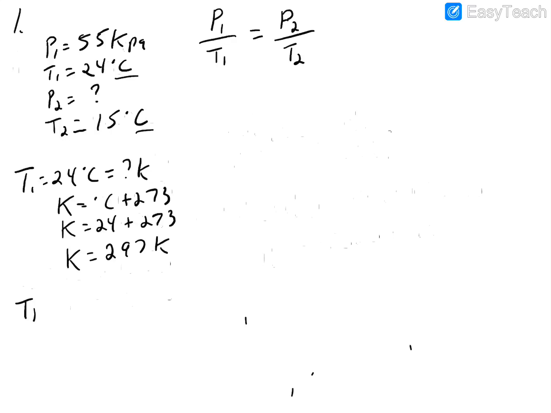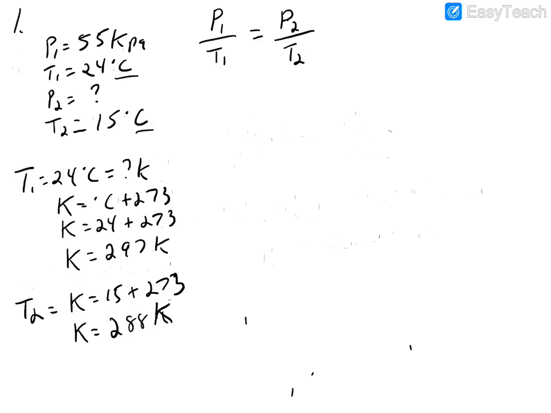Now our T2, we plug everything in. Again, Kelvin equals degrees Celsius, here 15 degrees Celsius. We don't have to put the Celsius there. Plus 273. We add them together. So Kelvin here is going to equal 288 Kelvin.